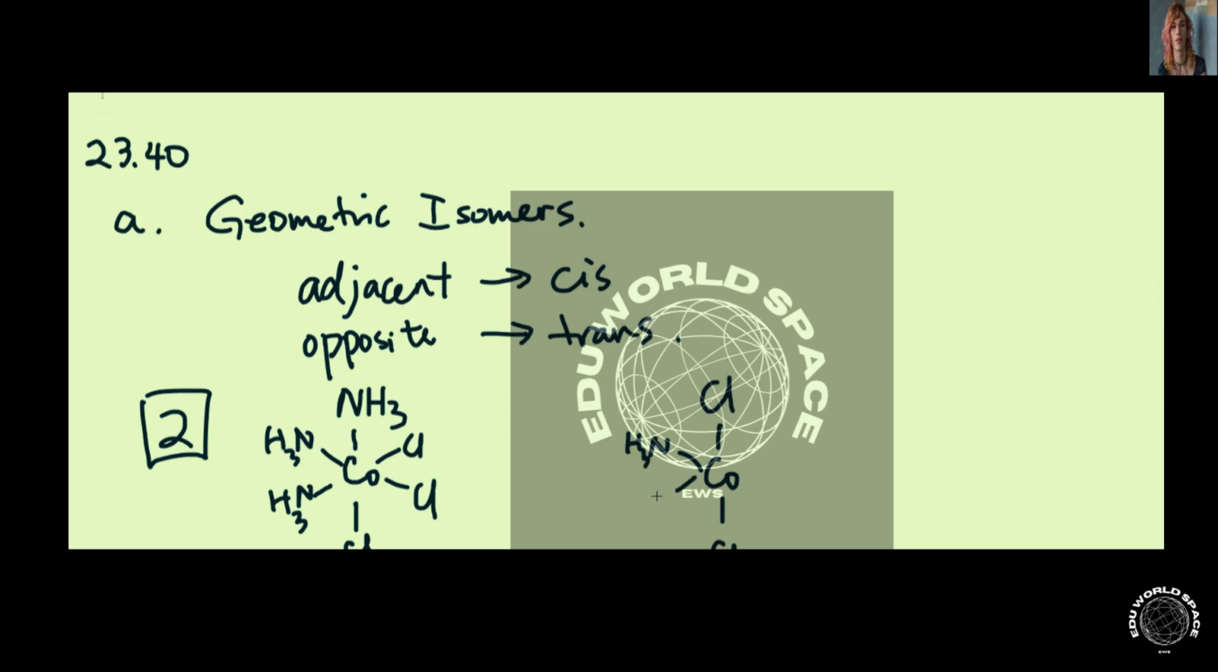And the isomer will be Cl, CO, Cl, NH3, NH3, Cl, NH3. So comparing these two, this is a facial isomer, and the other one is the meridional isomer. So only complex 2 will have geometric isomers. Now let's look at question B.